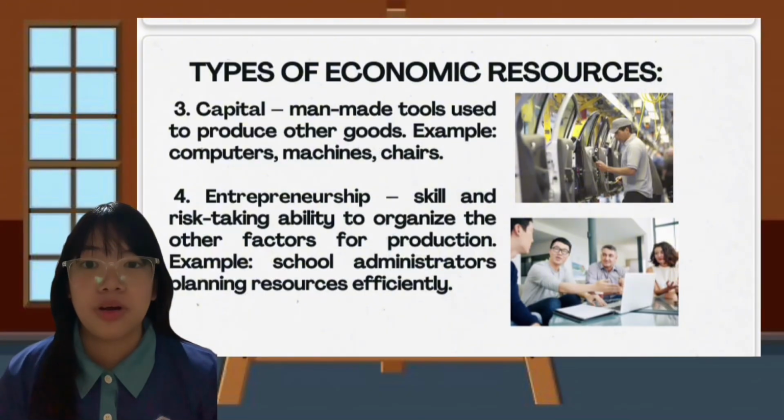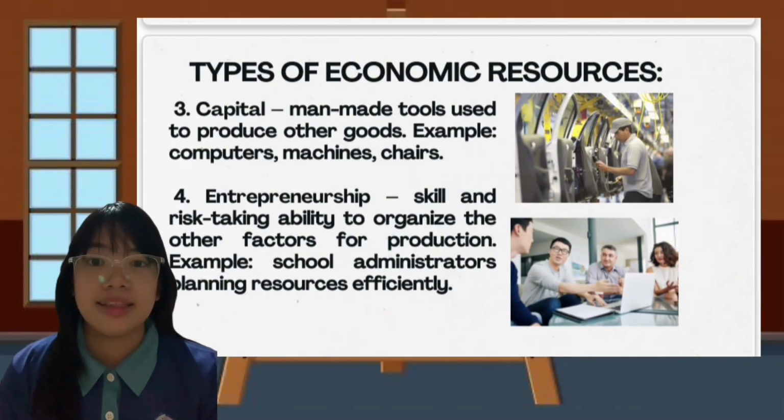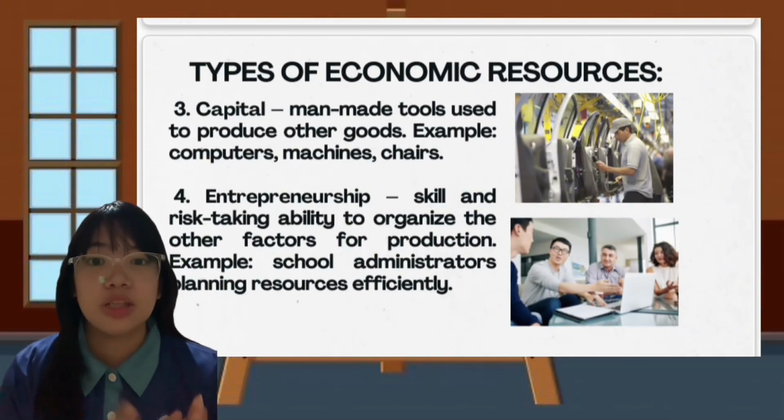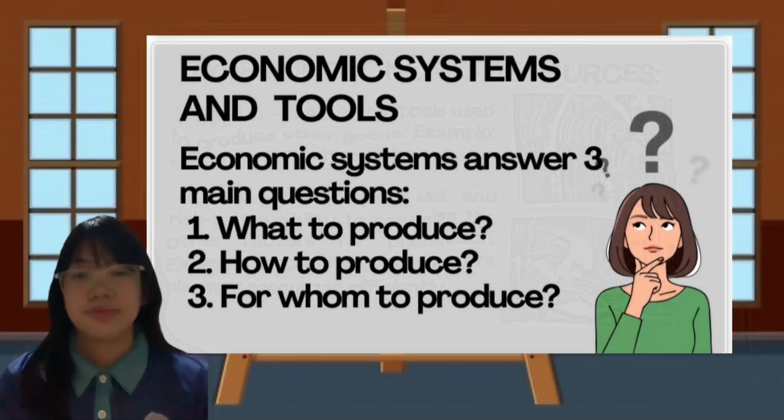For example, in a school, land is the school building and grounds. Labor includes teachers and staff. Then capital includes chairs, books, and computers. And then entrepreneurship is shown by the principal planning schedules and managing resources.